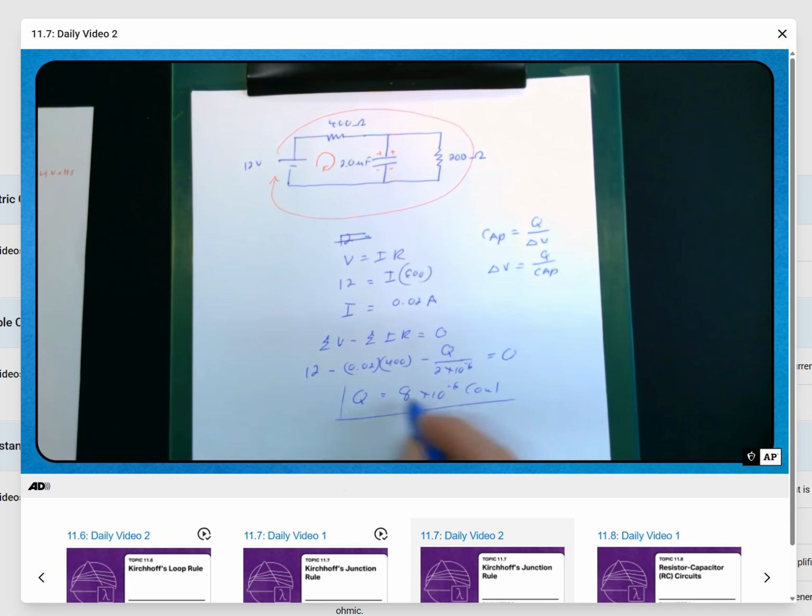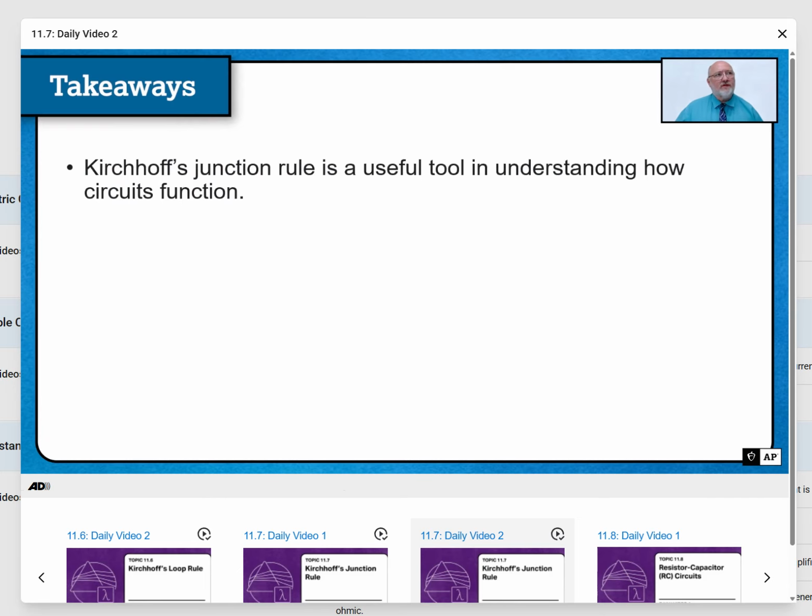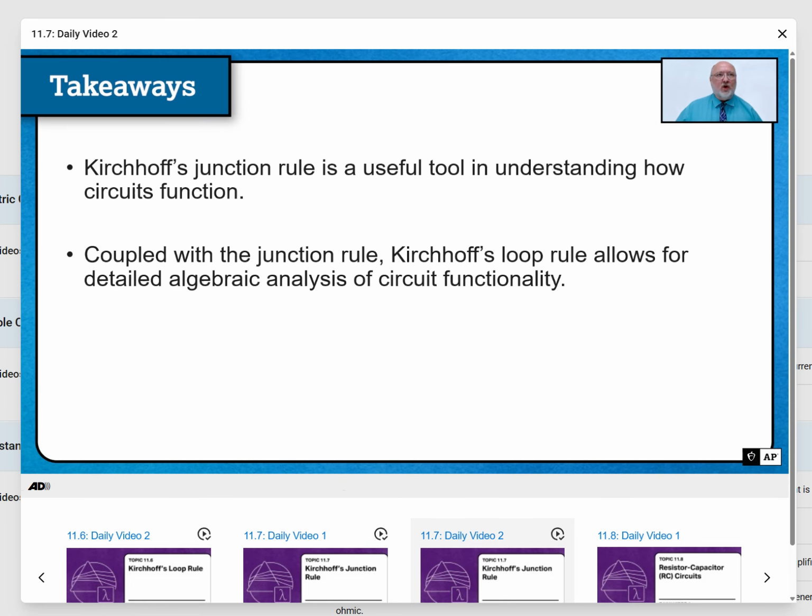I love it. It's a beautiful thing. So what are our takeaways? Well, first off, Kirchhoff's junction rule is a very useful tool in understanding how circuits function. And when you couple the junction rule with his loop rule, it allows for some very detailed algebraic analysis of circuit functionality, and that's a beautiful thing.